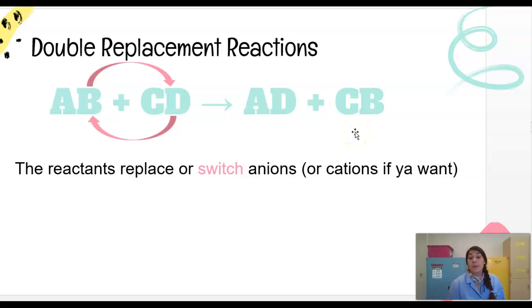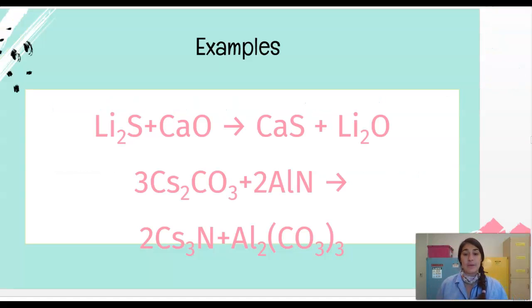So your clue for this type of reaction is that it is going to be two compounds. All right, so here are some examples worked out. And so you can see here the lithium sulfide reacts with the calcium oxide. So I switched the lithium and the calcium in this example. And so now calcium is with sulfur and lithium is with oxygen.